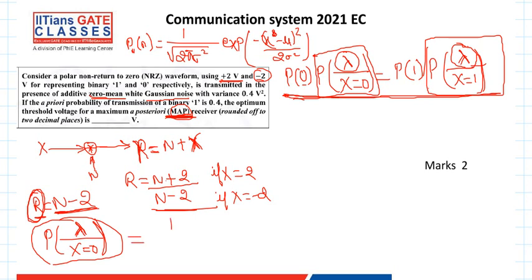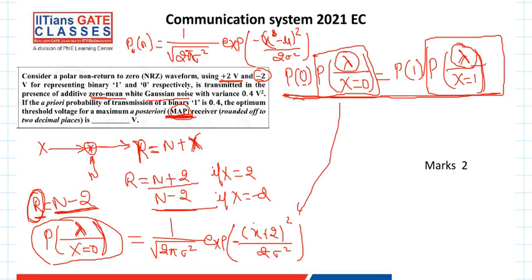So you can write its PDF as 1 upon under root 2 pi sigma square, exponential to the power minus (x plus 2) square by 2 sigma square. Let me write it with lambda here instead of x, because now it is in terms of lambda. Similarly, you can calculate the PDF for the other case, which comes out to be 1 upon under root 2 pi sigma square, exponential to the power minus (lambda minus 2) square upon 2 sigma square.